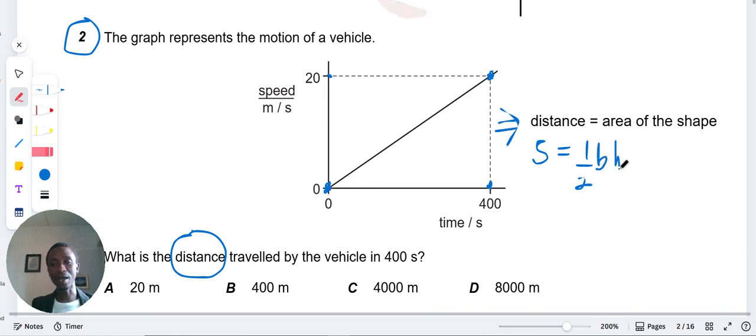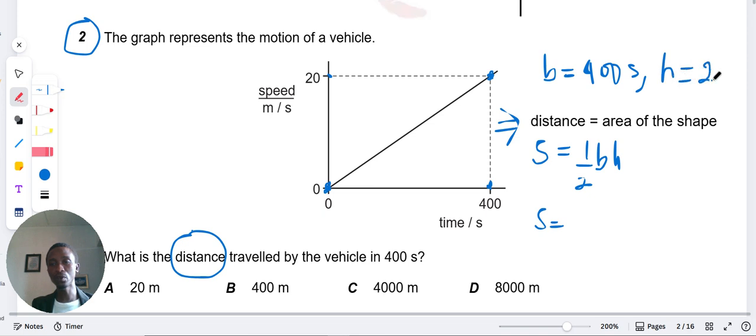And the next question is, what's our base? Actually, our base is the horizontal component, which is from 0 to 400. Definitely, the base is equal to 400 seconds. Then what about the height? The height is along the vertical component from 0 to 20. So the height is 20 meters.